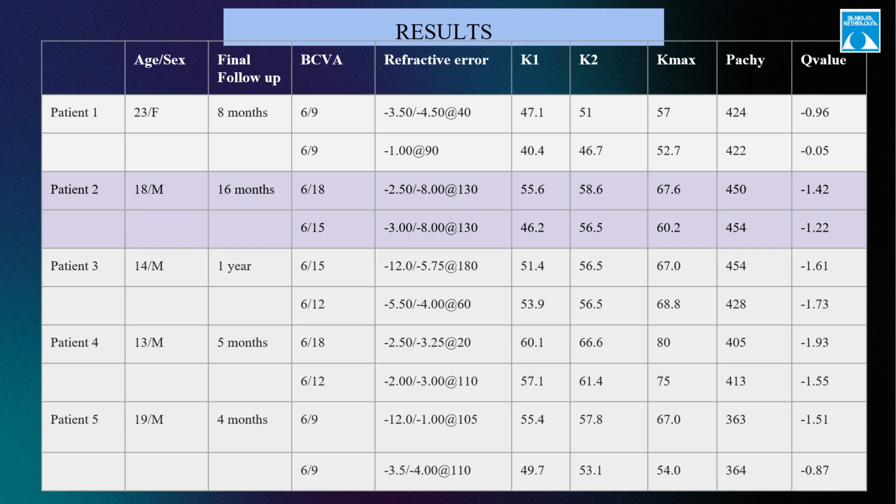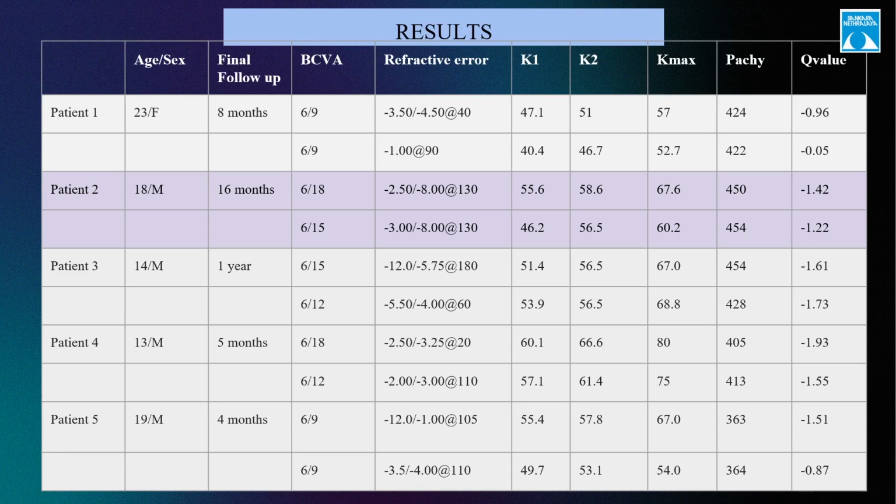Over here, I described to you 5 patients with completely different results. Let's look at the first patient. She was a 23-year-old female who underwent unilateral CAIRS, and final follow-up was for 8 months. Her refractive error pre-operatively was -3 of sphere, -4.5 of astigmatic cylinder, which came down to -1. The K1 came from 47 to 40, the K2 from 51 to 46, and the Q value has reduced from -0.96 to -0.05.